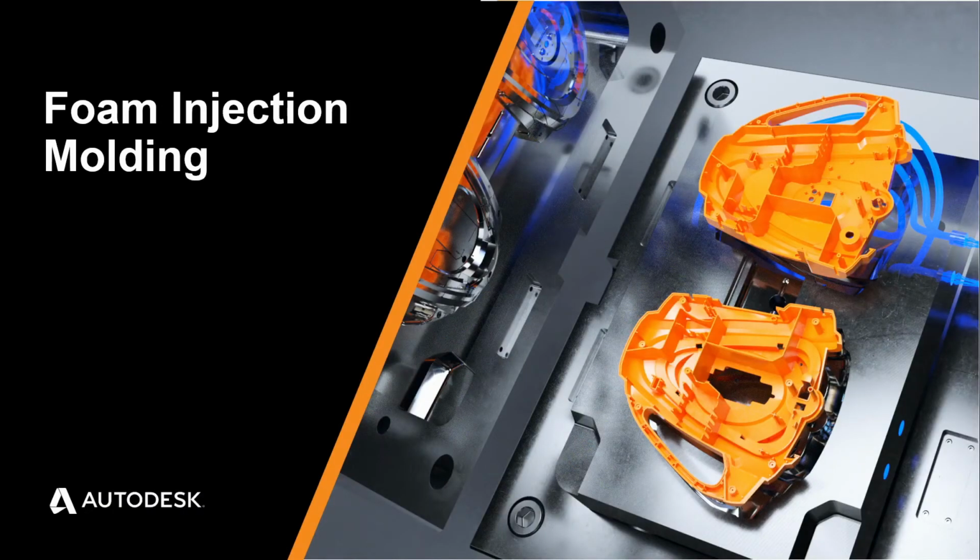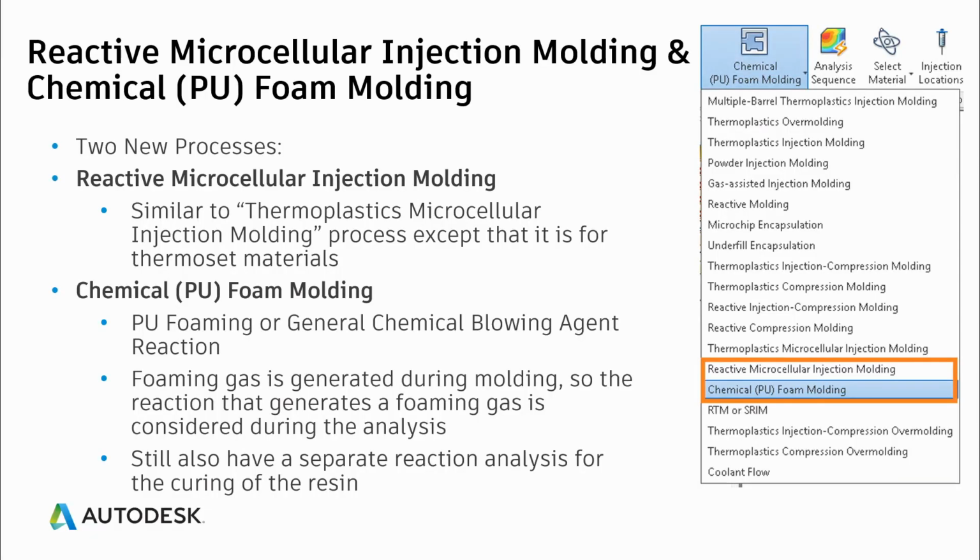Next, I will discuss enhancements to foam injection molding. The first of these is introduction of microcellular injection molding capabilities for reactive materials. This is quite similar to the microcellular injection molding for thermoplastic materials that has been available in our software for many years, but now it's available for thermoset materials. The other new process which is introduced is a chemical foam molding, which we expect will commonly be used for polyurethane foam molding. But it can also be used for general chemical blowing agent reactions of other types.